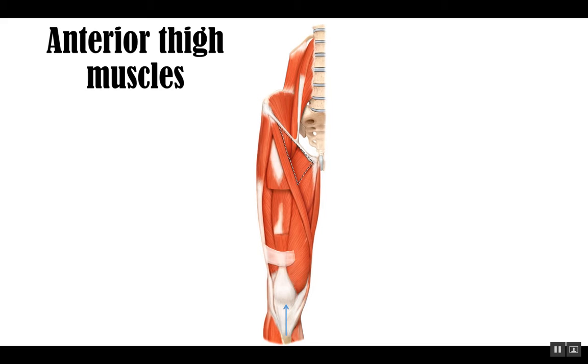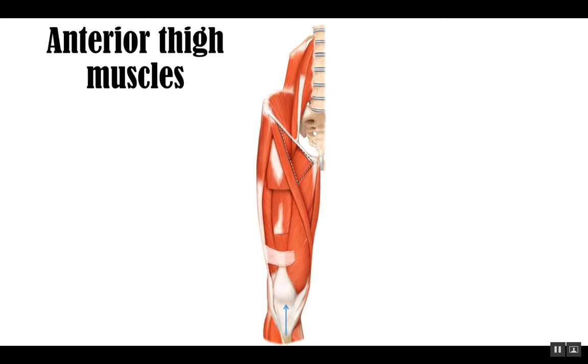We looked at muscles that move the humerus by crossing the shoulder joint. We looked at muscles that move at the elbow by crossing the elbow joint. And then we looked at muscles that move at the wrist. So what we have here is an anterior view of the thigh.